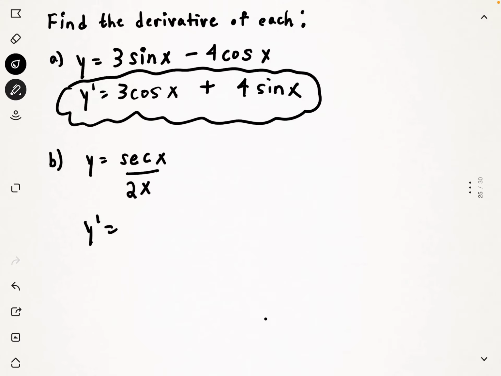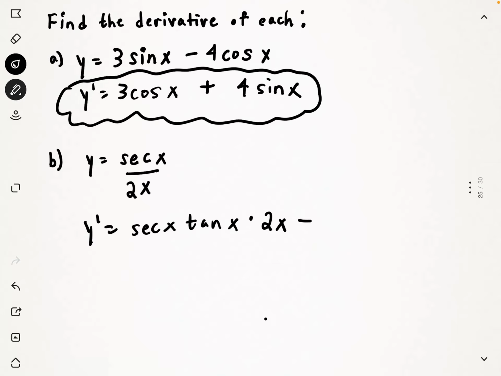And at this point, we're going to use the quotient rule. So we do derivative of the top, which is secant tan. Notice you must have an angle after each trig function. So the angle is going to remain the same, the angle of x. And then that's times the denominator, g.